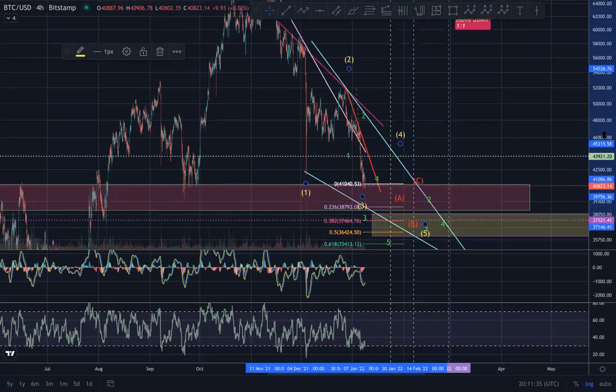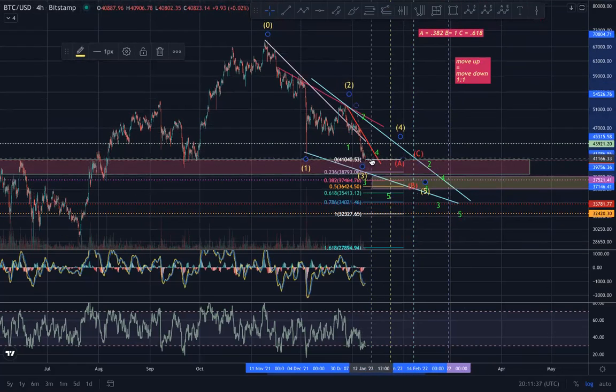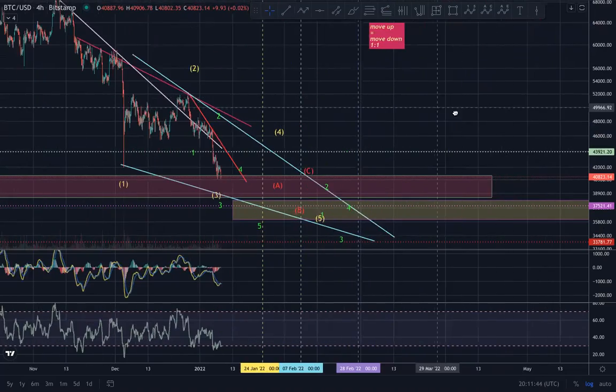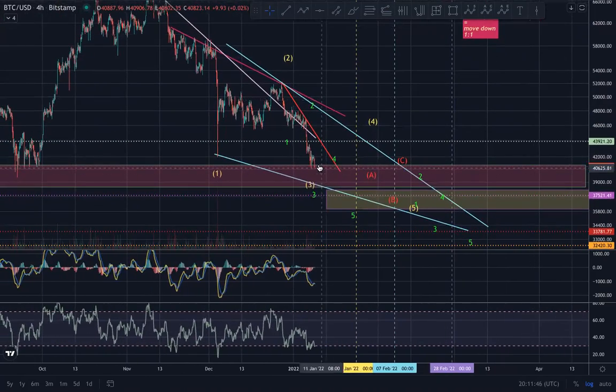But I don't think that's the case. So for that probably not to happen, first of all, this is on the assumption that we're counting things decently accurately. If that's not going to happen, then this third wave would have to keep going so that it would be longer than the first, maybe by 1.618.